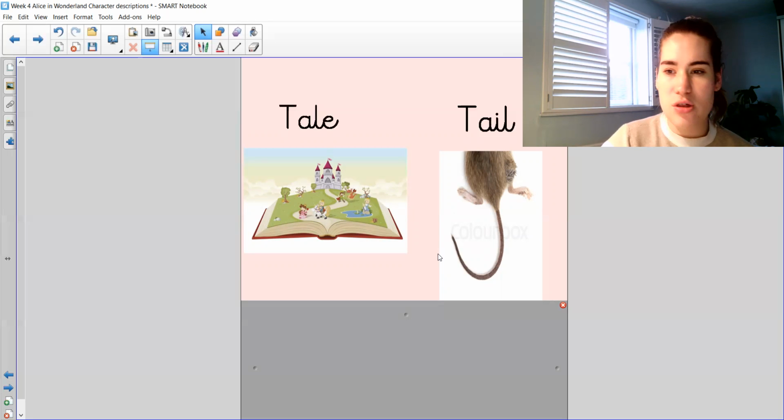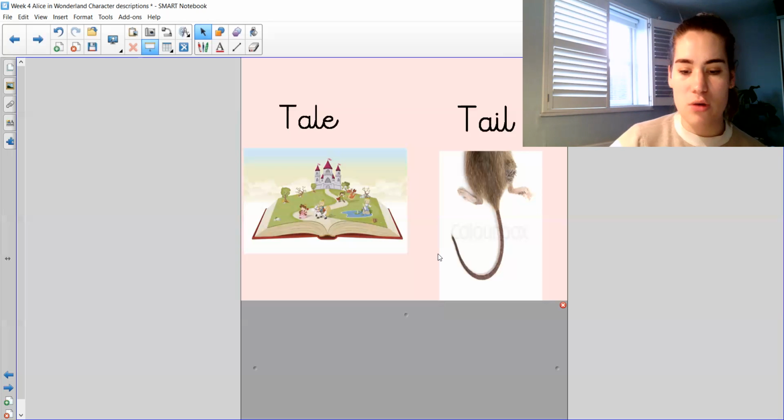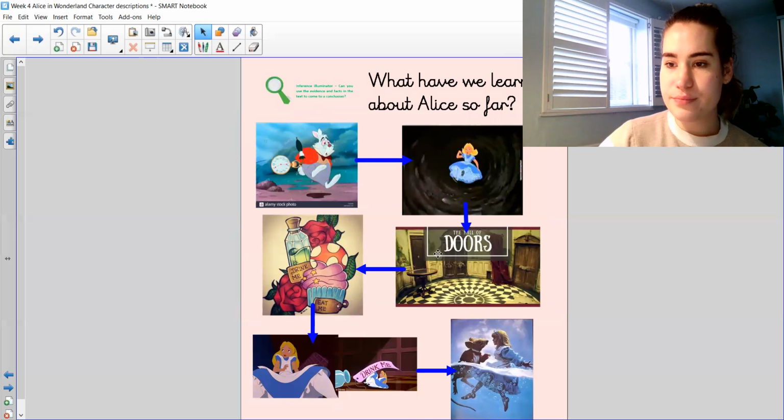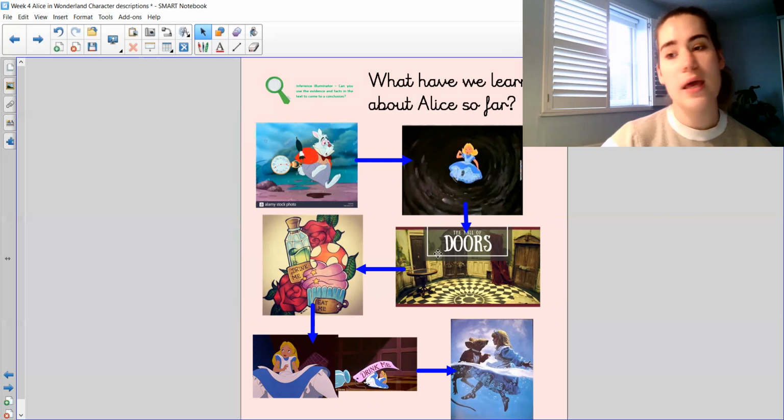Story. Predictions then, as you can hear the pitter-pattering of footsteps. Who might it be? Have a little think. Okay, so it could be the mouse, or it could be someone else. Maybe it could be the white rabbit back again. We haven't seen him for a little while.